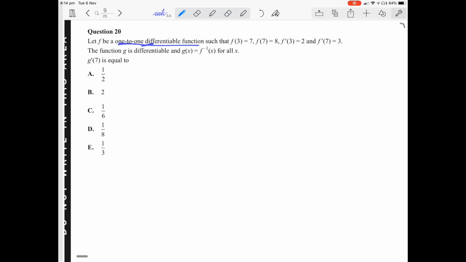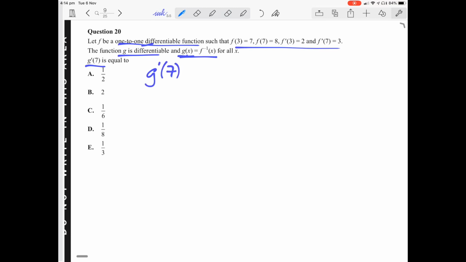So here we've got all of this information. f of 3 is 7, f of 7 is 8, f dash of 3 is 2, f dash of 7 is 3. g is a differentiable function. g is the inverse of f of x. They've done that so that they can write g dash of x easily. We want to find g dash of 7.